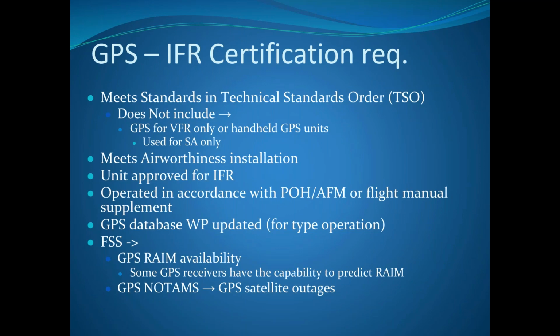The GPS database needs to be updated for the type of operation you're using it for. And then it has to be able to predict RAIM, so you have to do a RAIM calibration on it. Before you fly, you have to look for NOTAMs. NOTAM stands for Notice to Airmen. Basically, you can't have any GPS outages in your route if you're using GPS navigation.